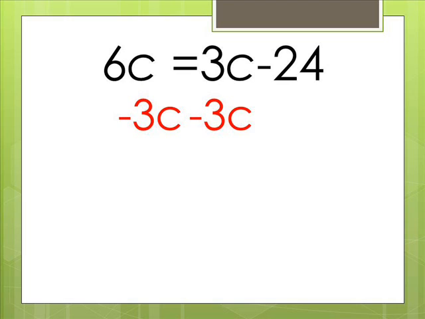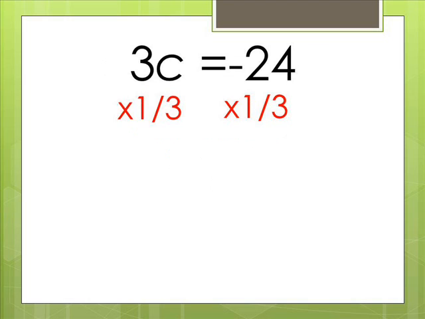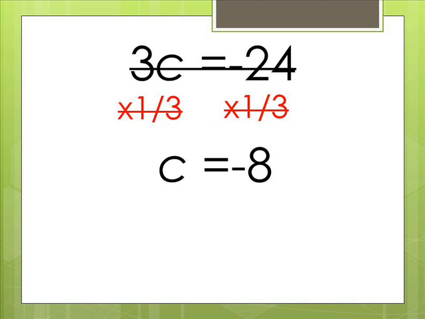So the next thing I'm going to do is bring all of the c's over to the left-hand side and just leave the units on the right-hand side. So I'll subtract 3c from both sides, and I get 3c equals negative 24. Once I have 3c equals negative 24, the way I was taught was to multiply times 1/3. I multiply 3c by 1/3, and I get c on the left-hand side, and I multiply negative 24 by 1/3, and I get negative 8.